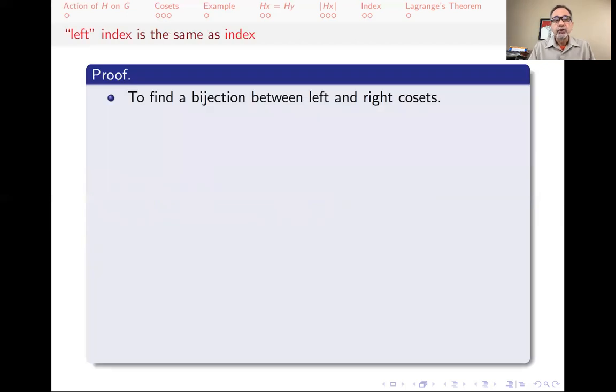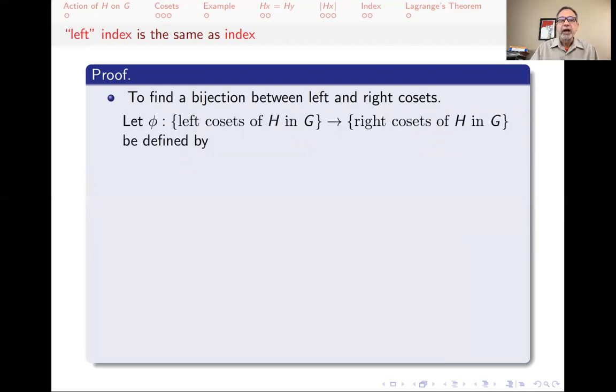So what I want to do is find a bijection between left and right cosets. I want to define a map, a function, that you plug in a left coset and it gives you a right coset. And I'm going to use this one. Phi of xH is Hx inverse. xH is a left coset and Hx inverse is a right coset. So I'm taking a left coset and giving you a right coset. So I'm giving you a function from the set of left cosets to the set of right cosets.